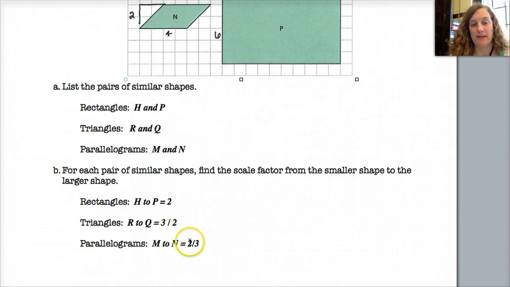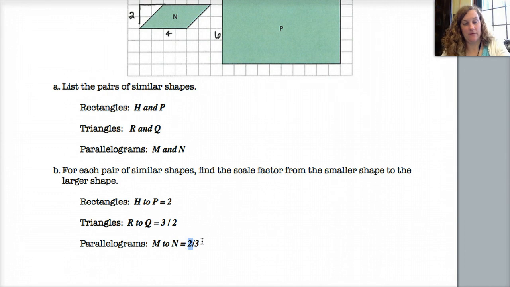Sorry, I'm looking right here. Let's just fix that. N to M is 3/2. I'm going to read my own directions. So from the smaller shape to the larger shape, it's still 3/2. There. Okay, so that was that one.